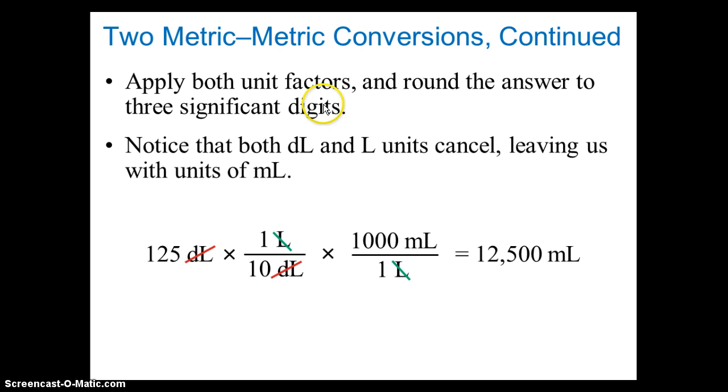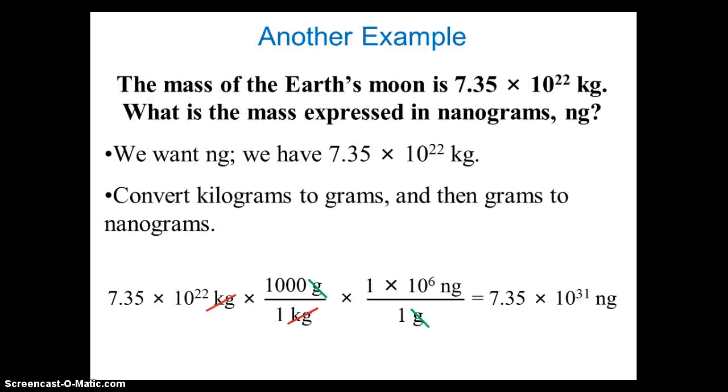Now apply both unit factors and round the answer to 3 significant digits. When you apply this, the deciliter is at the bottom, so we can cancel, and we get liters, and then again the way we set up, liters cancel and we get the answer in milliliters. So 125 times 1000, which is 12,500 milliliters, which is the answer. So that's how we convert 125 deciliters to milliliters.